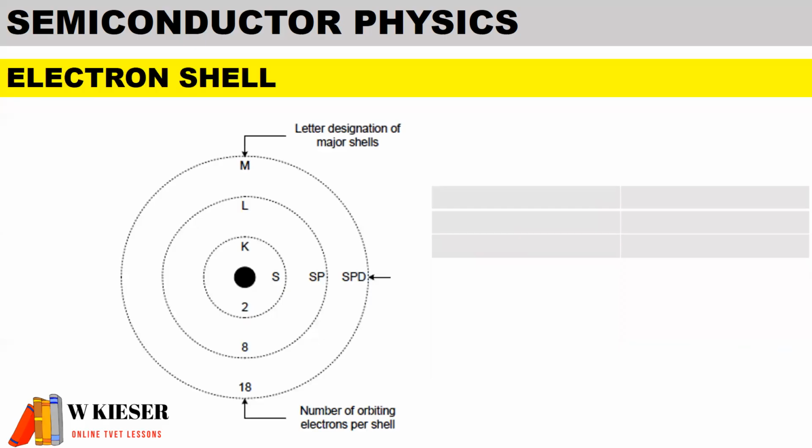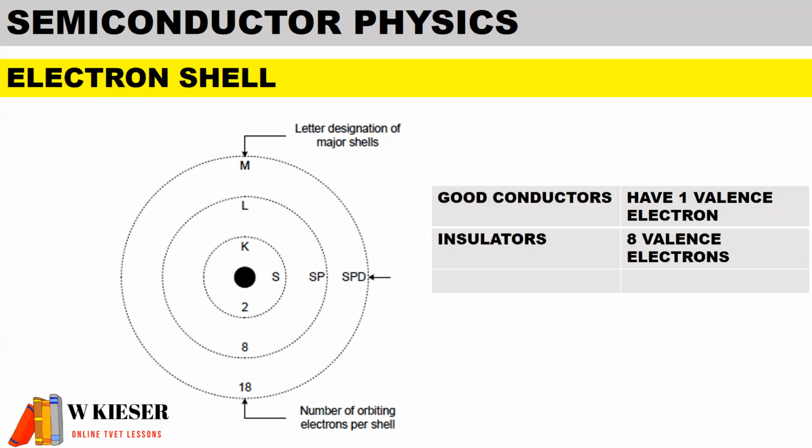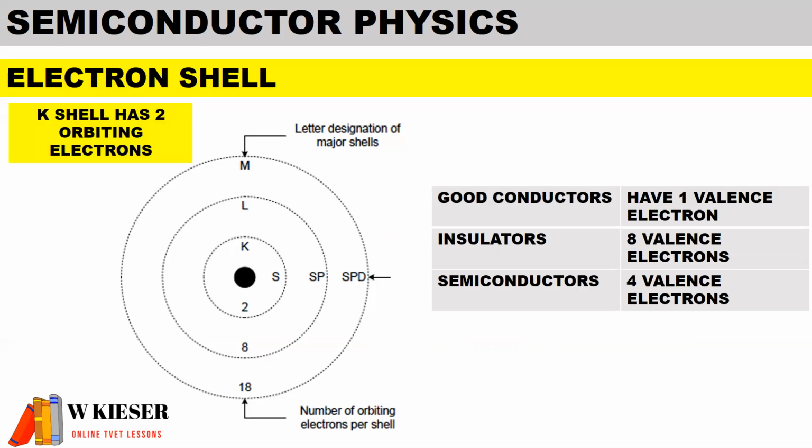Here we have an image of the electron shells, and there are three outer layers. We have the K shell, the L shell, and the M shell. Now, good conductors have at least one valence electron, insulators 8 valence electrons, and semiconductors 4 valence electrons. If we have a look at the K shell, we see that there are 2 orbiting electrons. The L shell has 8 orbiting electrons, and the M shell has 18 orbiting electrons.